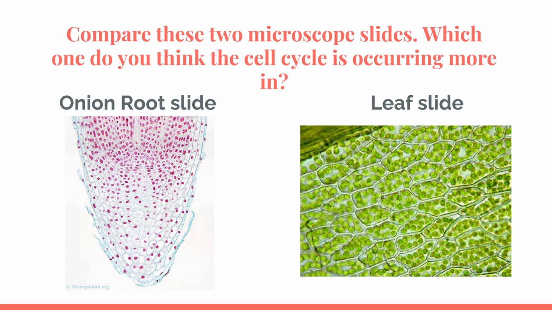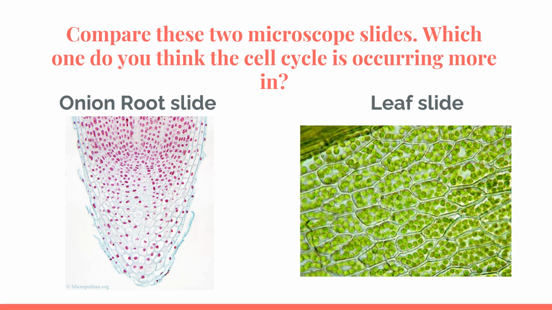So it's actually going to be this onion root tip, and that's because a root from a plant is growing. It's growing deep into the ground. It wants to be able to get moisture. So anything that is growing is going to be going through the cell cycle. Remember, that was one of the reasons why we go through the cell cycle, so that we can physically grow larger. So those roots want to go as deep into the ground as possible, so they're going to continue to get really long, which means they need more cells, which means it's going to be going through the cell cycle.